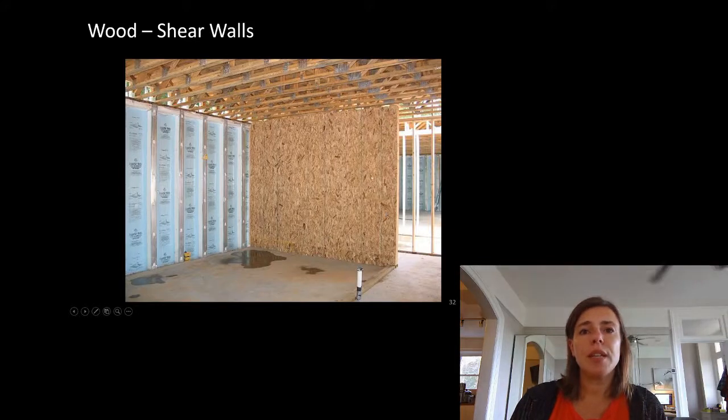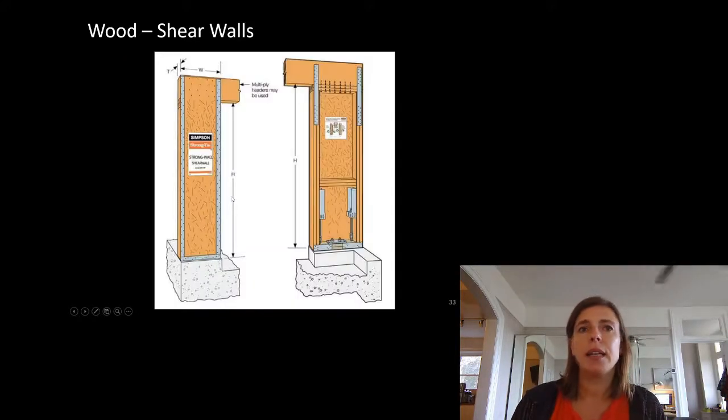Wood shear wall, just to kind of show you what we're looking at. If you can't get, or sometimes if you're finding you're in a rush, some products like Simpson Strong-Tie sell kind of pre-engineered shear walls where they will tell you what the capacity is.